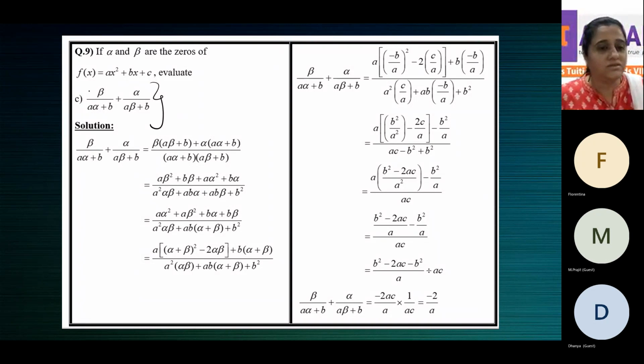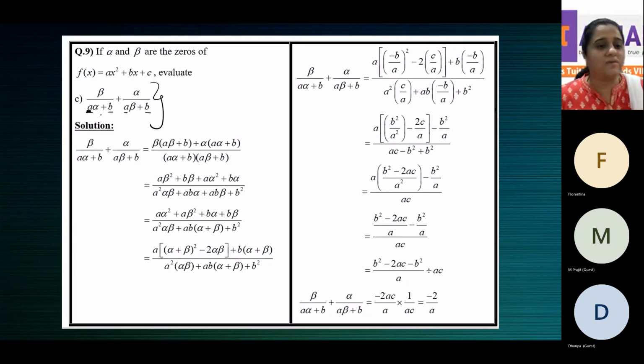All right. Now here this a and b will remain a and b. We'll have to get rid of alpha and beta. Alpha and beta is what you should remove from the expression. And see the final answer, how it looks like. The final answer looks like minus 2 by A. So A and B can remain.